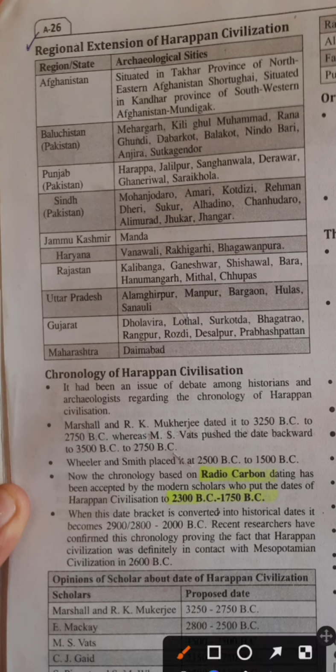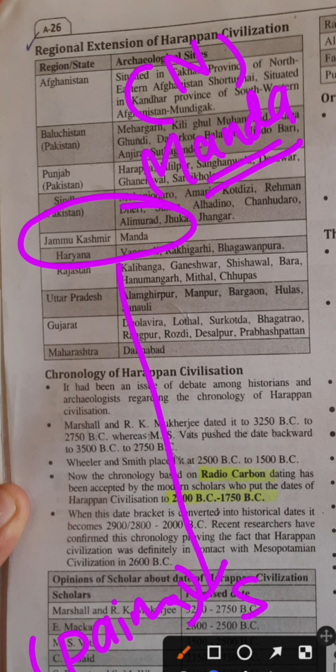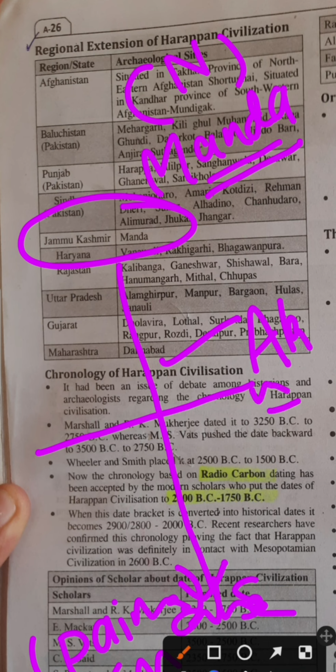Let's see it. In Jammu and Kashmir, Manda is on the north side of the extent of Indus Valley civilization. From Manda to the south, it is Daimabad. Where is it? It is in Maharashtra. And to the eastern side, it is Alamgirpur. Where is Alamgirpur? It is in Uttar Pradesh. That is the east side.